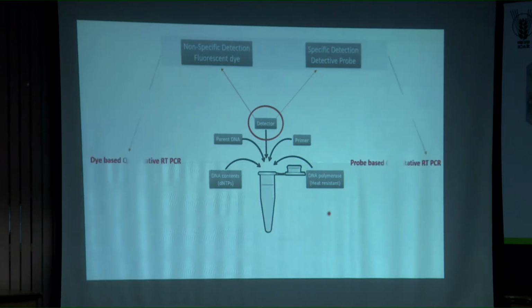This is a dye-based quantitative real-time PCR and this is a probe-based quantitative real-time PCR. In dye-based quantitative real-time PCR, I already put the point there, they are non-specific, right? This dye can go and bind to any double-stranded DNA in its path. I make it very clear, right? I hope you understand this particular point. It's very, very important, right?